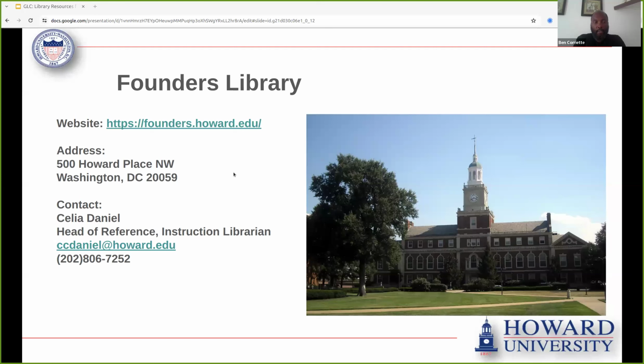Can you raise your hand if you have not been? How many of you have not been to Founders before? Okay, looks like everyone has been to Founders. Well, good. Hey, Ben. Yes, Mr. Waters, please make a correction. Celia Daniels, she retired. Oh, okay. So right now we don't have a head of the library, but they can always contact me. So please contact Mr. Waters for any concerns as they relate to Founders Library.